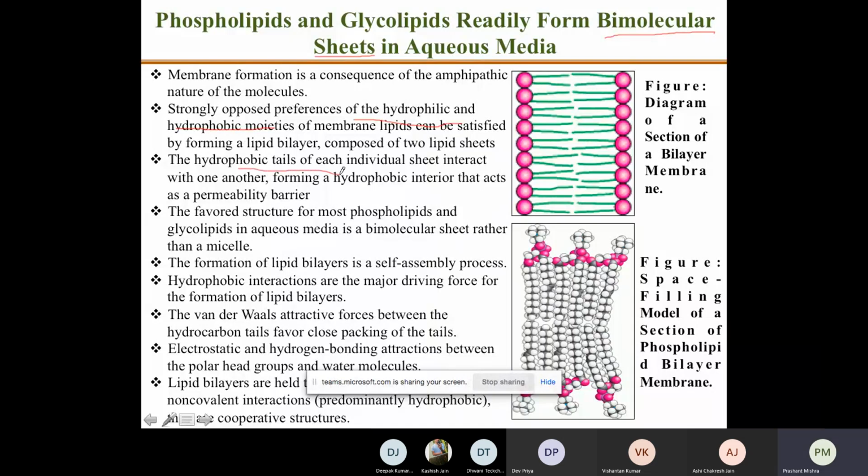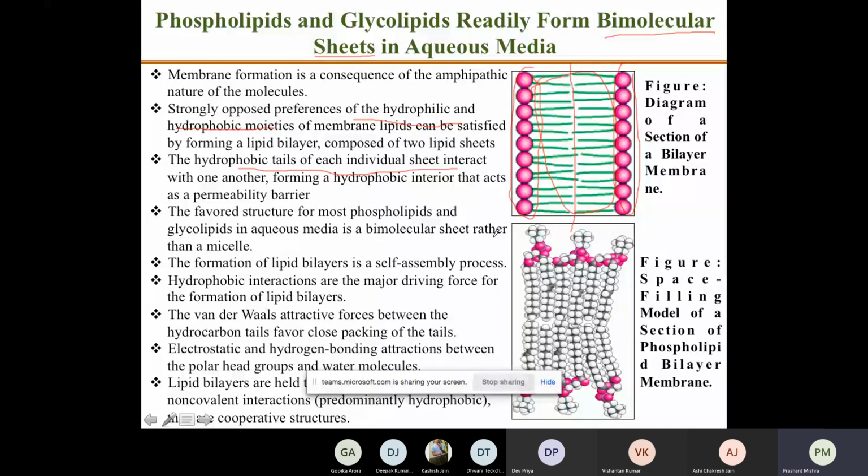So these are the hydrophobic tails of individual sheets. If I take two sheets, there is a hydrophilic part on the outer surface of the membrane, there is again a hydrophilic part on the inner surface of the membrane, and in between you have the fatty acid chains, which are hydrophobic in nature. So this hydrophobic part of the membrane lipid acts as a permeability barrier. Now, the favored structure of most phospholipids and glycolipids in aqueous medium is a bimolecular sheet-like structure. Why a bimolecular sheet-like structure?